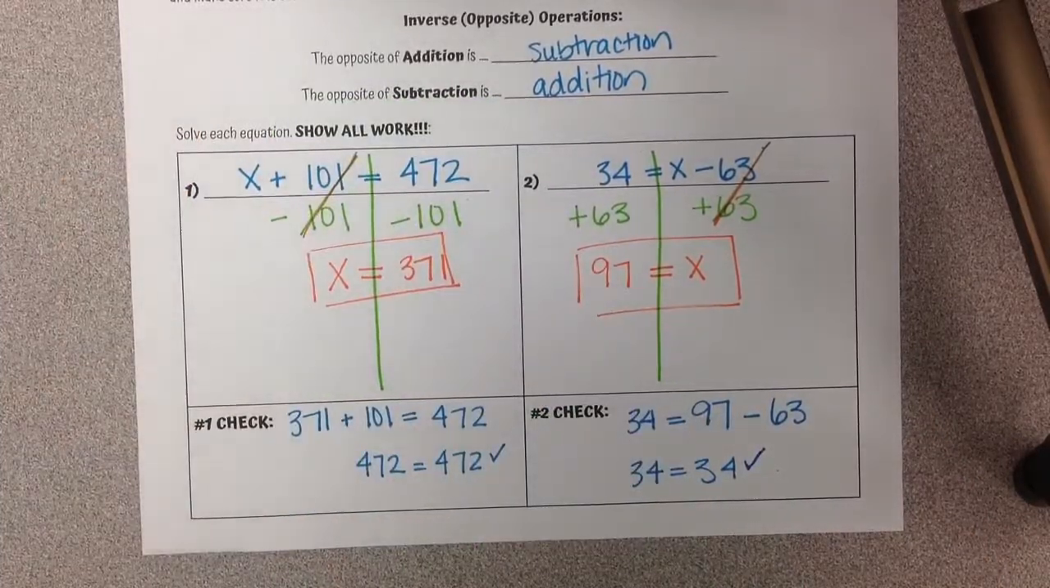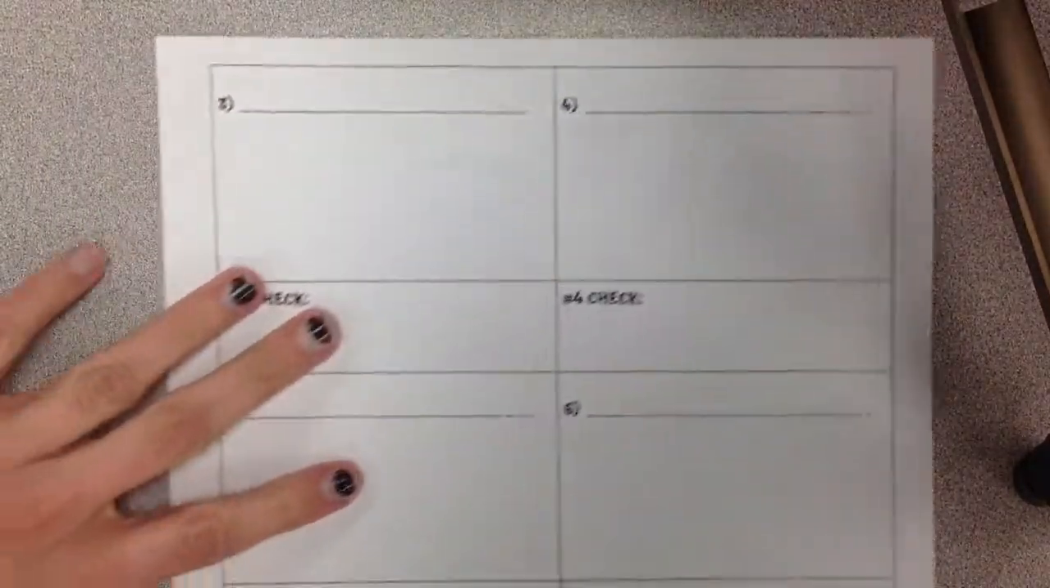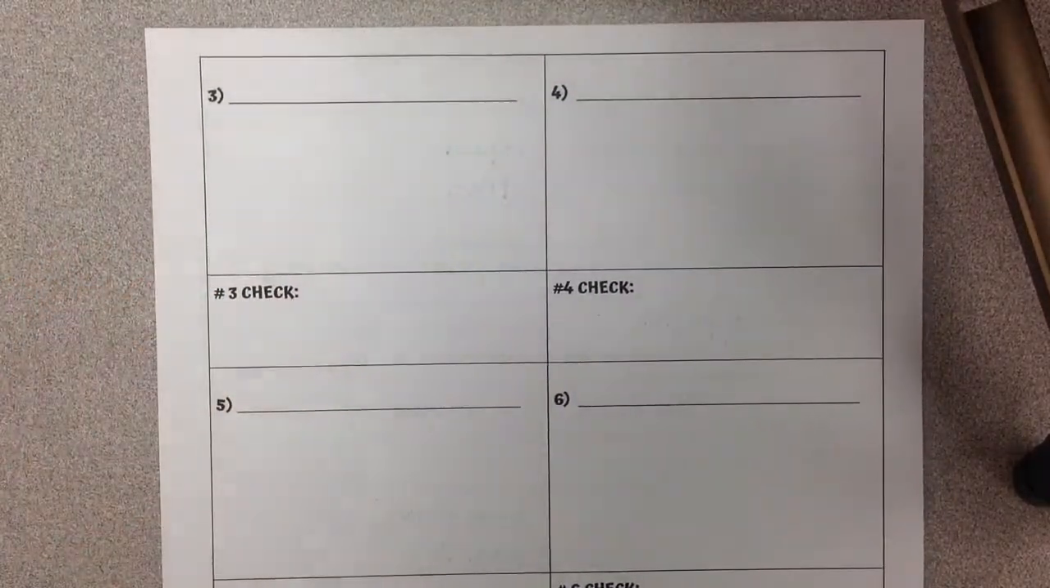So those are two with whole numbers. Let's look at two problems that have decimals in them. So example 3.